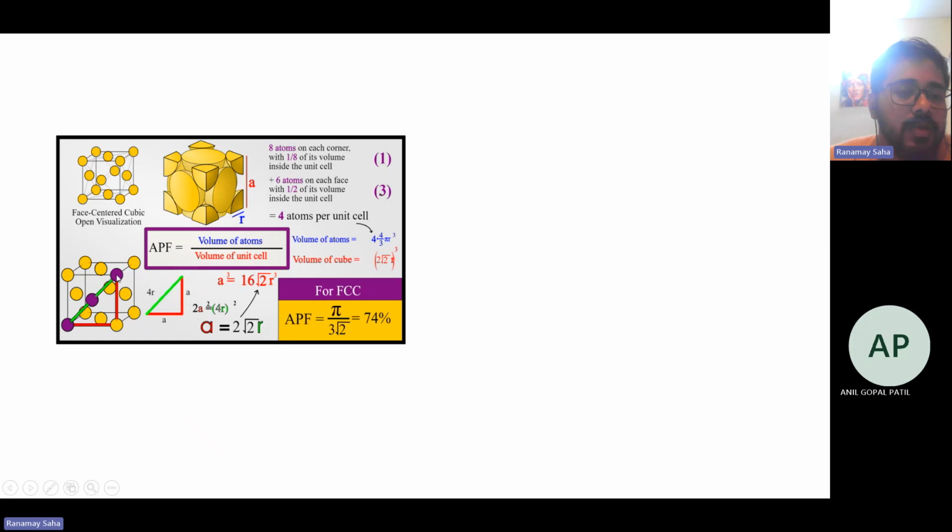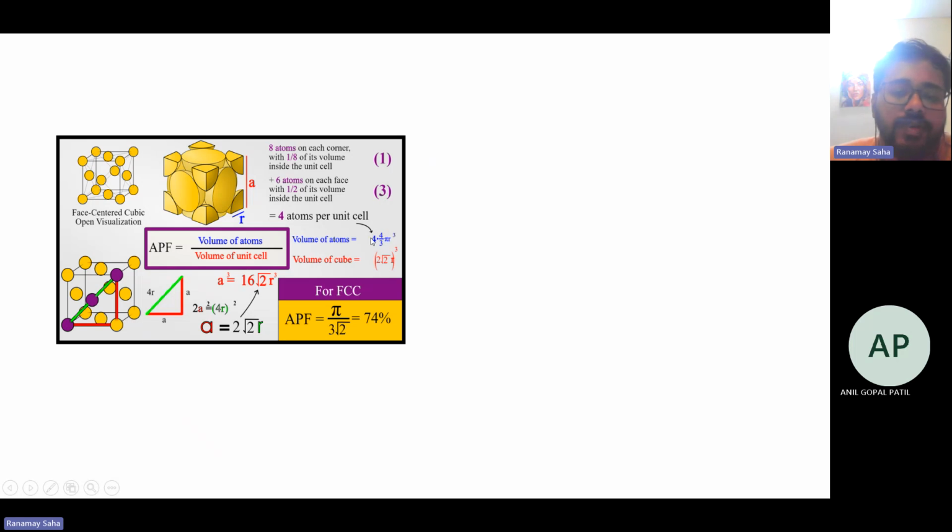Now you can find out this dimension to be a, this to be a, and this becomes 4R. As in the earlier case of BCC, a in this case by Pythagoras becomes 2 divided by square root 2 multiplied by R. To find out the volume of the cube and the volume of atoms, the number of atoms is 4 in this case.